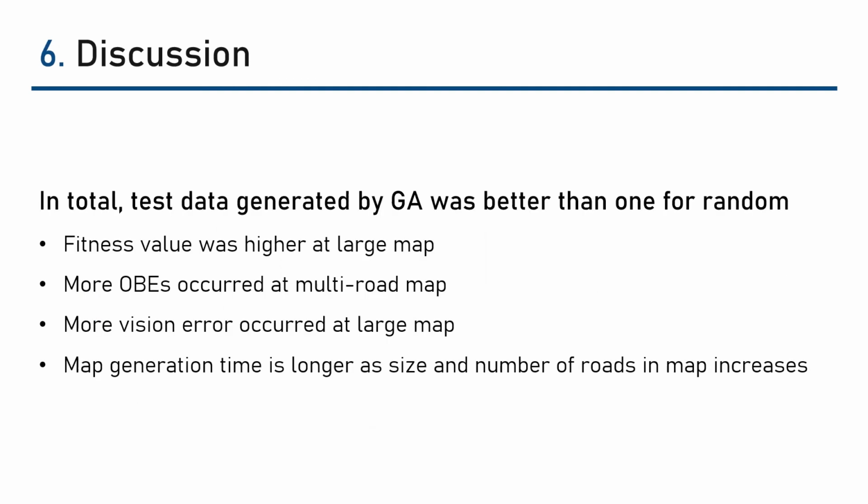To conclude, test data generated by GA is better than that from random. From the map size perspective, a large map has a higher fitness value and more vision errors occurred compared to a small map. From the road number perspective, more OBEs occur in a single-road map than in a multi-road map. Also, map generation time is longer as the size and number of roads in the map increase.